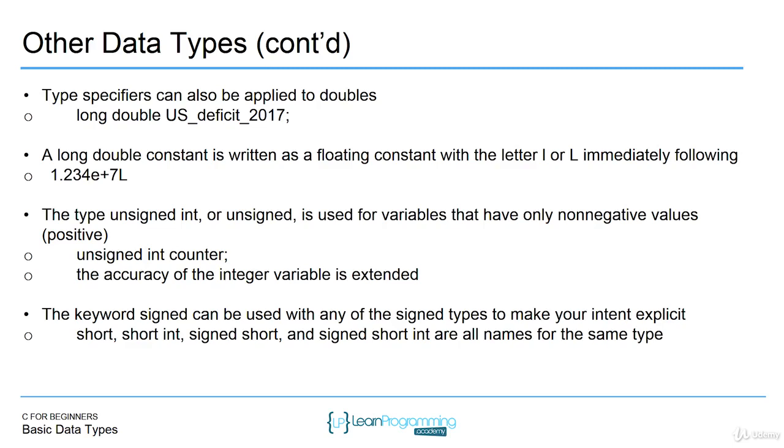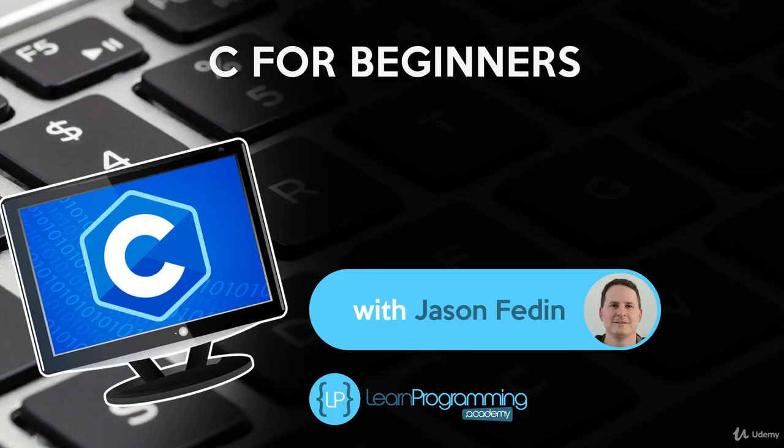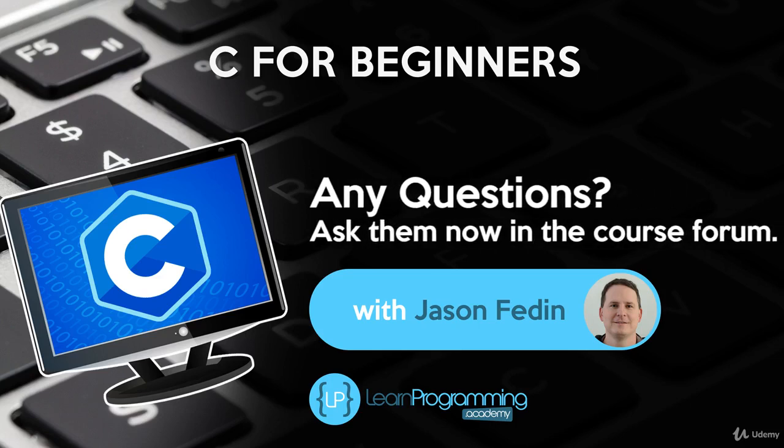But all these data types, they're provided right before the variable name when you declare the variable. And then when you assign data to these variables of these different types, you can use suffixes like capital L or lowercase l to have explicit intent.